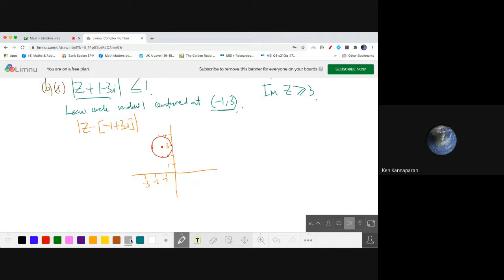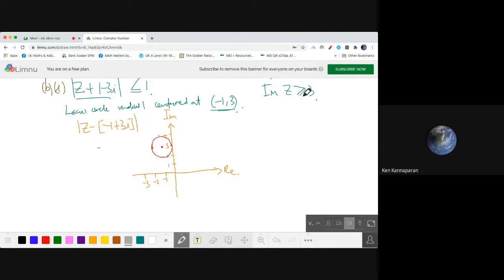So Im z greater than 3. Let's label this: this is IM and this is RE. So Im z is greater than or equal to 3, and it says greater than and equal to. Is it a dotted line or a straight line? Straight line.